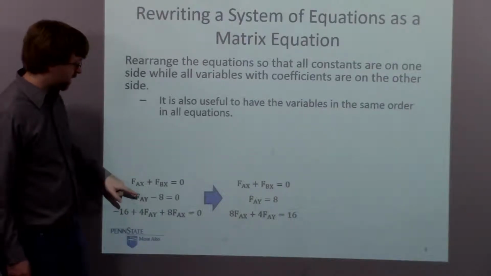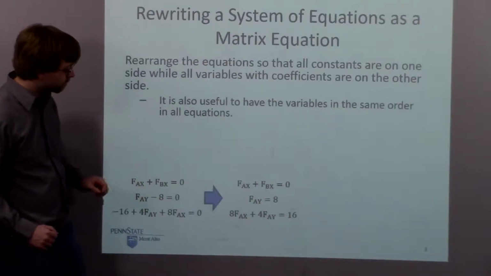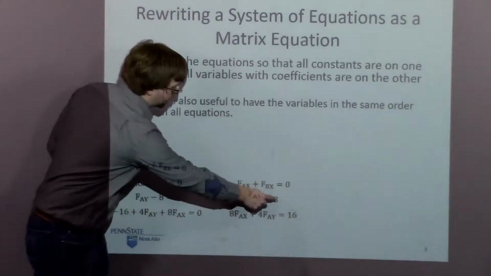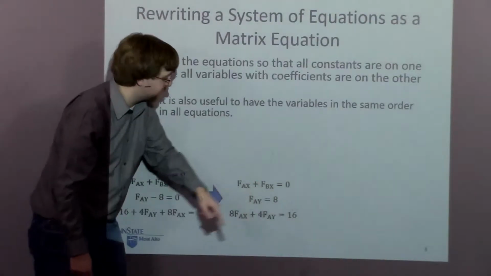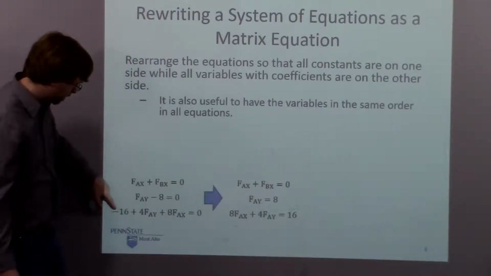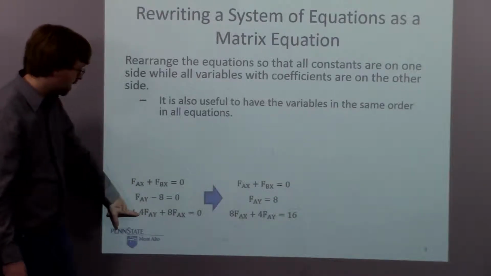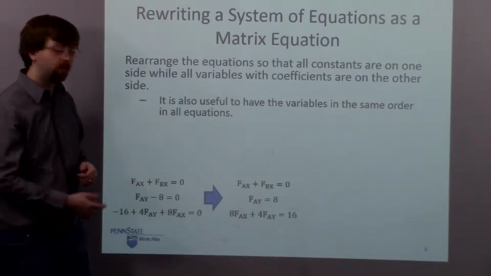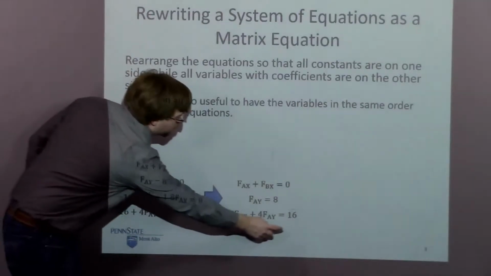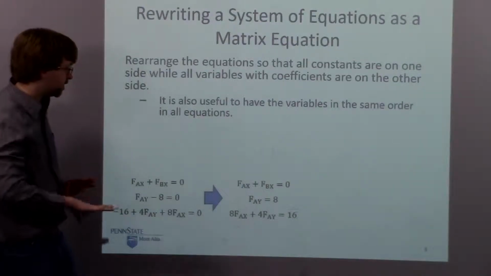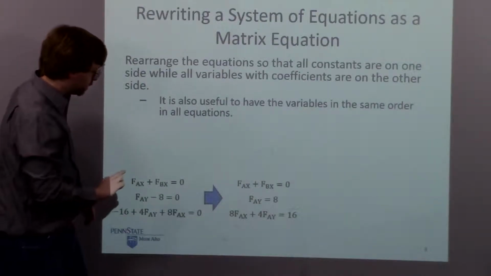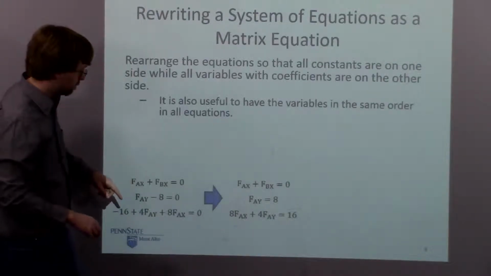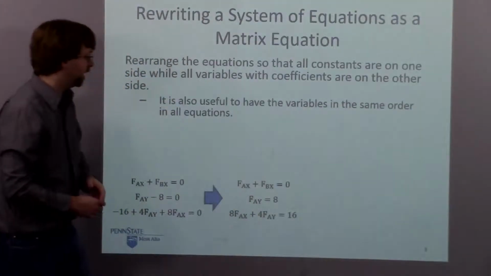For this second equation, I had Fay minus 8 equals 0. The one thing I want to change here is to move this constant, this 8, over to the other side. So I'm left with Fay equals 8. Third equation down here, I've got negative 16 plus 4 Fay plus 8 Fax equals 0. And I've done two things with this. First, I've moved this 16 over to the other side, so the constant is on the right. And second, I've switched the order of the two variables. Here I had Fay first, so I'm going to put Fax first and then Fay.